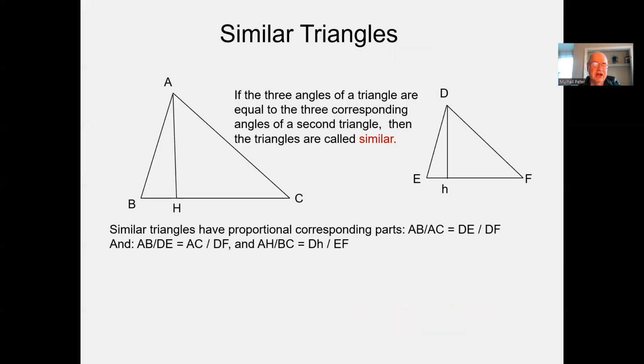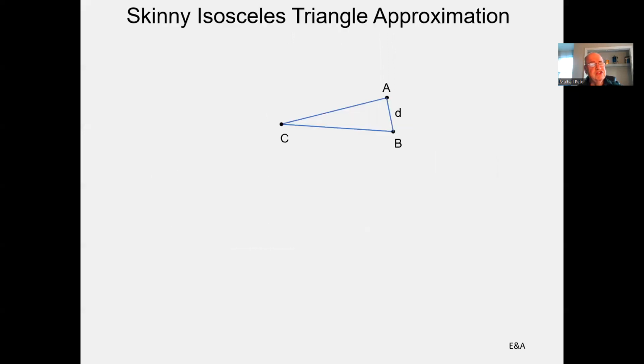So let us get started. We need to review three geometric ideas that we'll be using. One is similar triangles. When triangles have equal angles, their corresponding sides are in proportion. They have these sing-song proportions that we remember going back as far as middle school. We have the skinny isosceles triangle approximation.